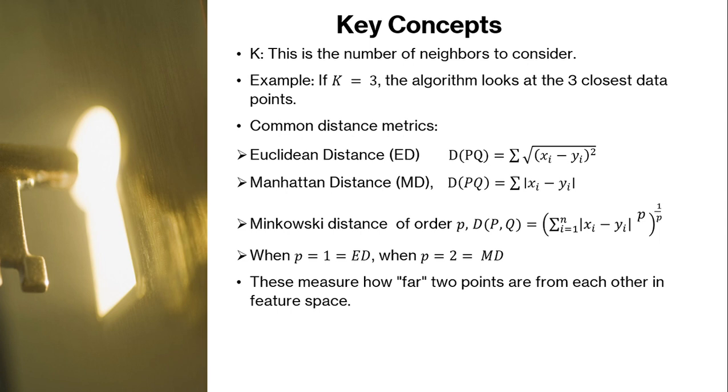Now, the special cases of this p: when p is equal to 1, it goes back to Manhattan distance. When p is equal to 2, it goes back to Euclidean distance. By the time we substitute, you see what it means. These measure how far 2 points are from each other in feature space.